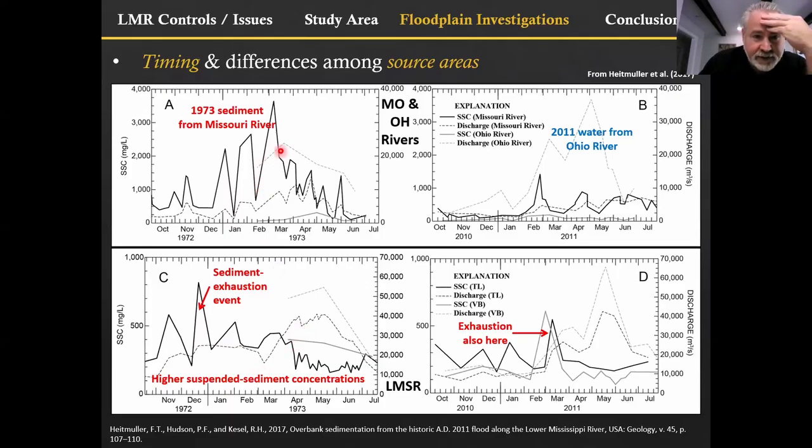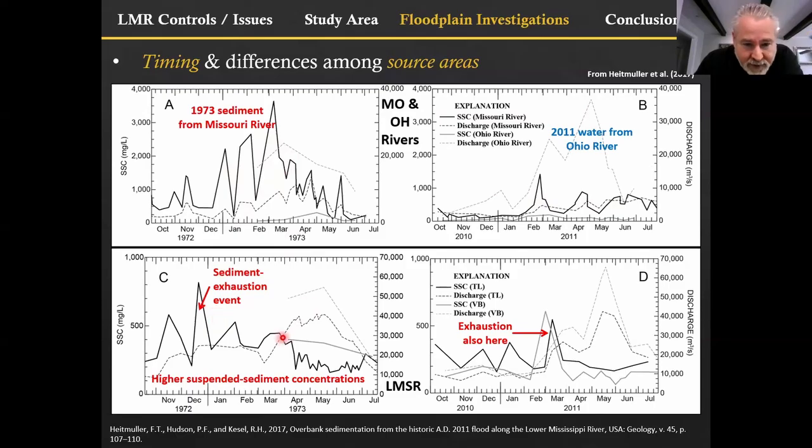So the flood basically translated from upstream to downstream. Importantly, we see that the suspended sediment concentrations of the Missouri River, draining that more subhumid to semi-arid part of the watershed, were much, much higher than any of those that we saw here during 2011. We can also see that the Ohio River here was a much greater contributor toward the discharge of the flood event in 2011 than was experienced here in 1973.